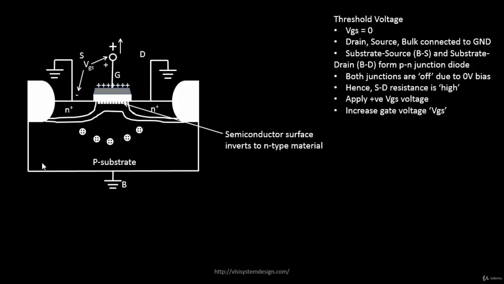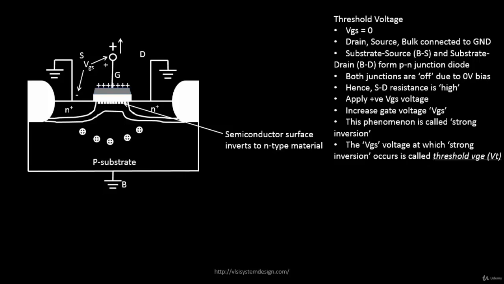So out of this complete P substrate, there is a small region that gets converted into an N-type surface. Okay, this is called surface inversion or strong inversion. This phenomenon is called strong inversion, and the gate voltage, the VGS voltage at which the strong inversion happens, is referred to as threshold voltage. Okay, so the voltage at which your strong inversion happens is basically the threshold voltage, and there are various parameters on which this threshold voltage depends.